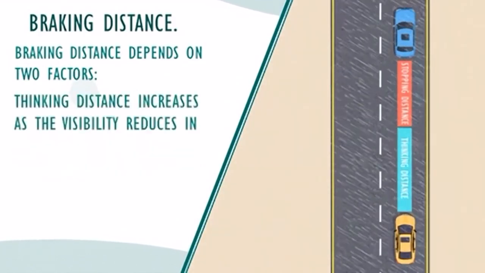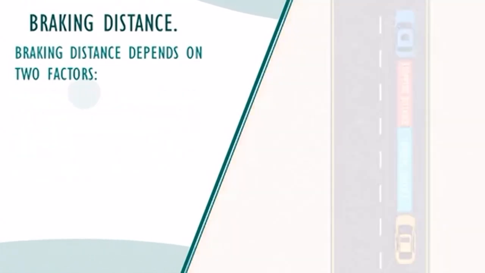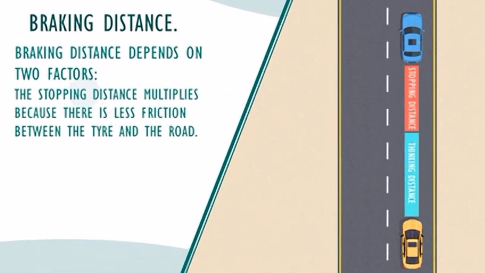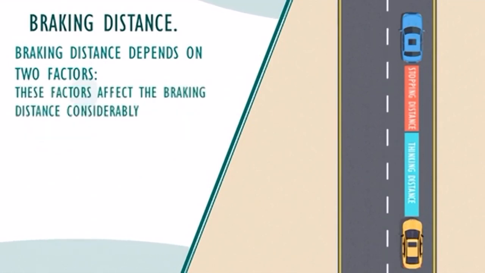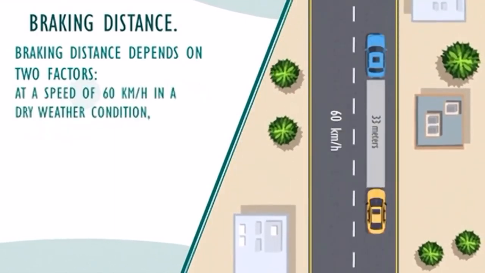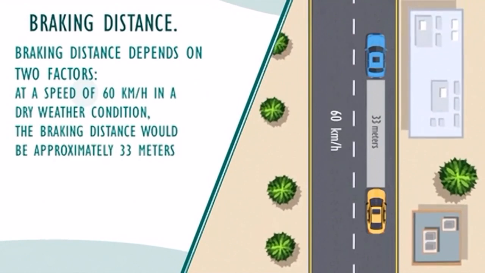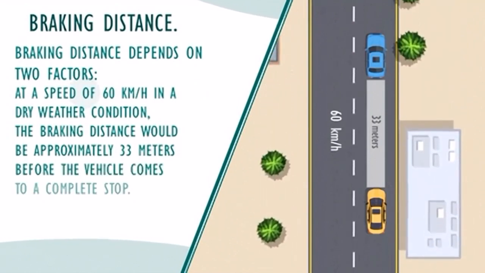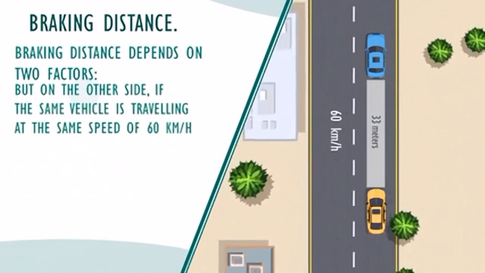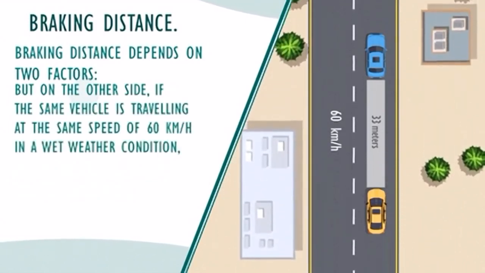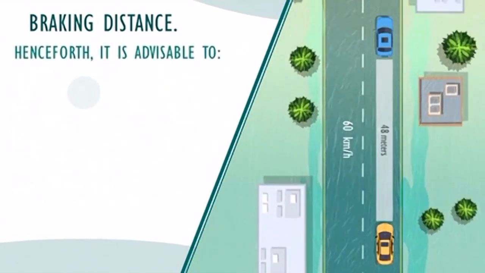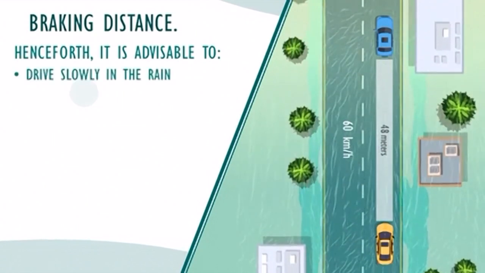Thinking distance increases as the visibility reduces in the rain. The stopping distance multiplies because there is less friction between the tires and the road. These factors affect the braking distance considerably. For example, at a speed of 60 km per hour in a dry weather condition, the braking distance would be approximately 33 meters before the vehicle comes to a complete stop. But on the other side, if the same vehicle is traveling at the same speed of 60 km an hour in a wet weather condition, the braking distance would be approximately 48 meters. Hence, it is advisable to drive slowly in the rain.